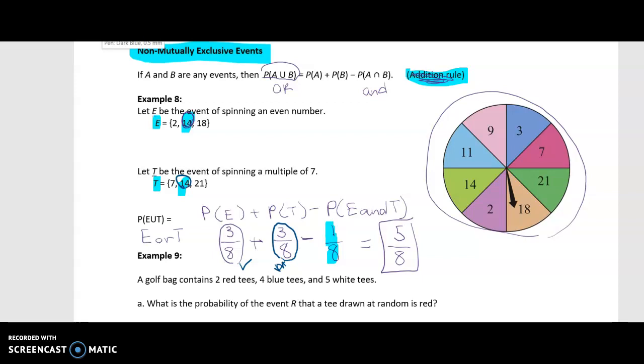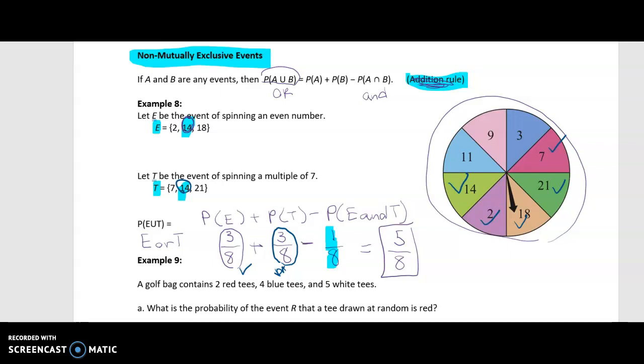Another way we could have come up with this answer, the probability of spinning an even or a multiple of 7, is simply looking at the wheel. And we could check off any numbers as we go around the wheel that are even or a multiple of 7. Doing it this way, it would ensure that we're not counting anything more than once. Unfortunately, this method isn't easy for all probabilities. That's why the formula can be helpful.